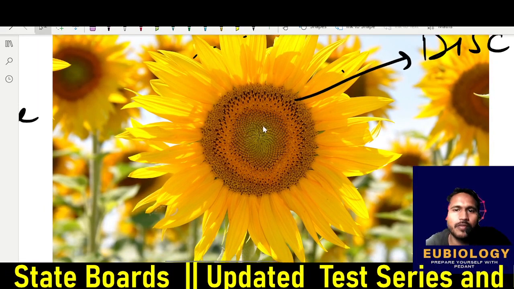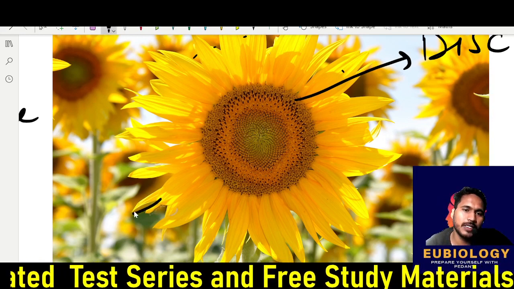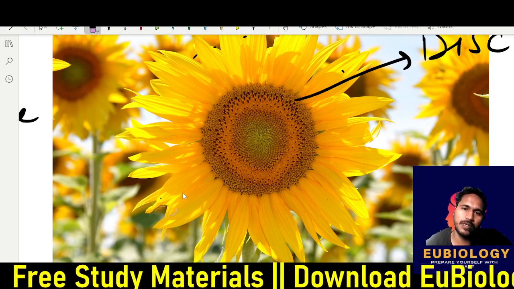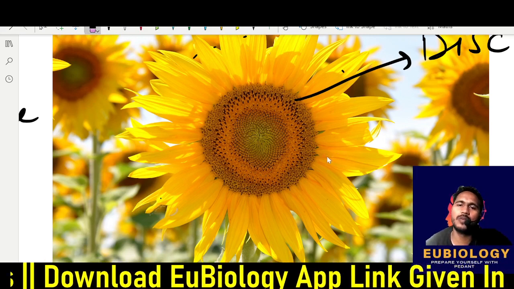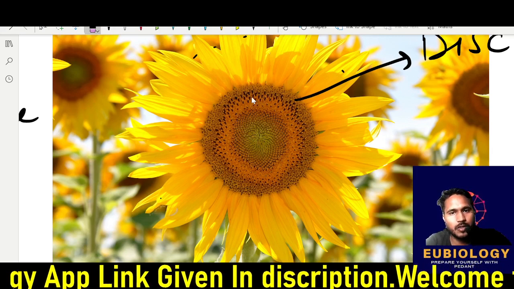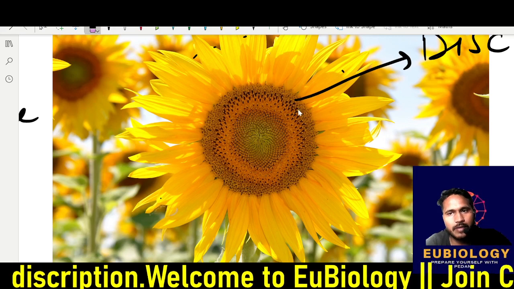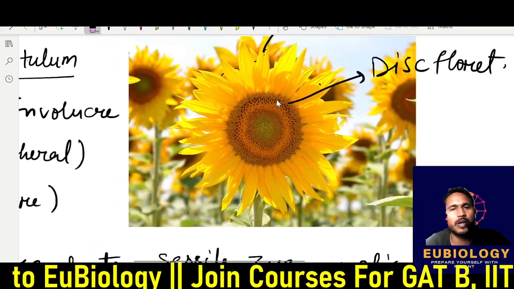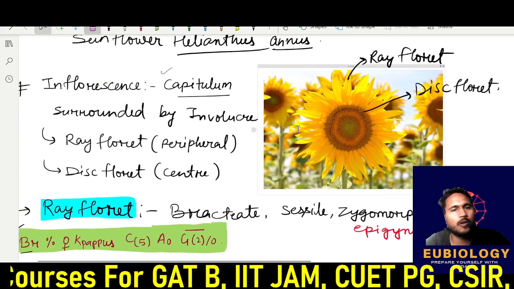But if you are saying the whole is one flower, it's wrong, because the petals which you are seeing here are separate flowers. This is one flower, this is one flower, this is one flower. Like that, in the periphery you will find many flowers, which are called ray florets. In the middle you will find small black spots, and each represents a flower. There are so many flowers that they cannot be counted, and that type of inflorescence is called what? Capitulum. Hope it is clear.